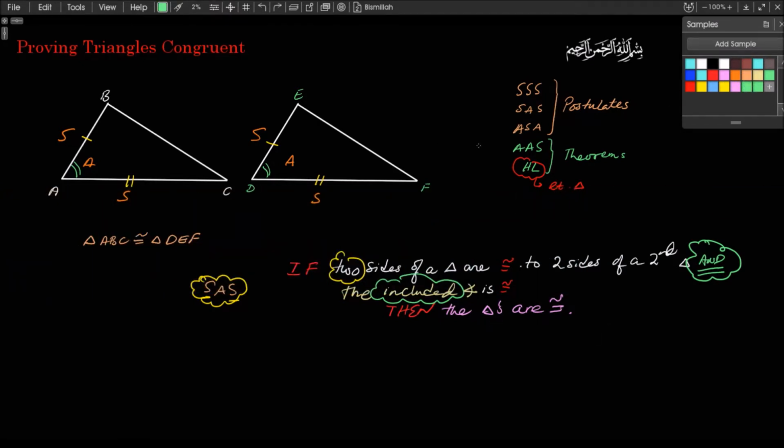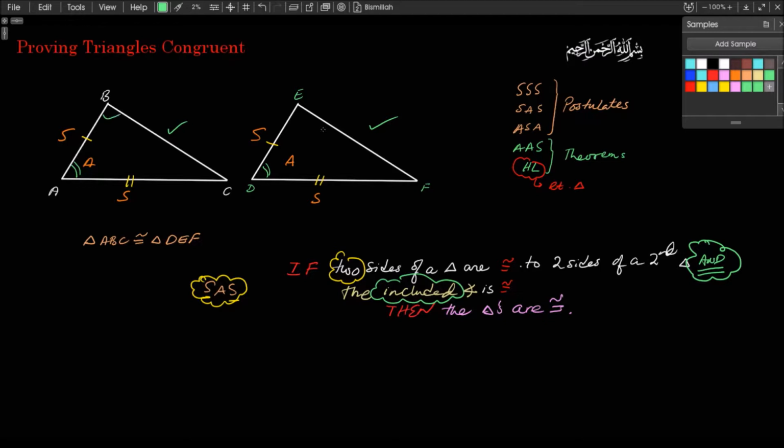By the way, once we've proven that the triangles are congruent, then we can assume that the remainder of the sides and the remainder of the angles that are not mentioned are necessarily congruent by the definition of congruent triangles. That is, once we prove these triangles to be congruent, we don't have to say that BC is congruent to EF, because that's what it means for two triangles to be congruent.